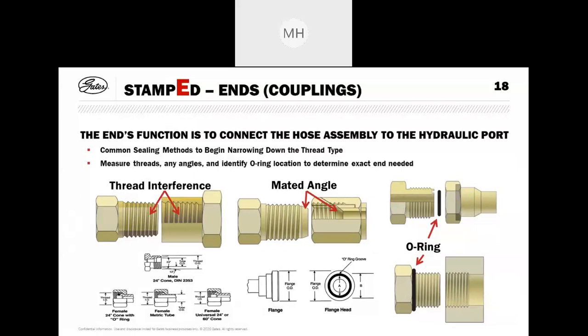And below is what we call UN O-ring or boss O-ring, some people refer to it as. So that's screwed into the port and the O-ring is sealed against the taper machined into the block.